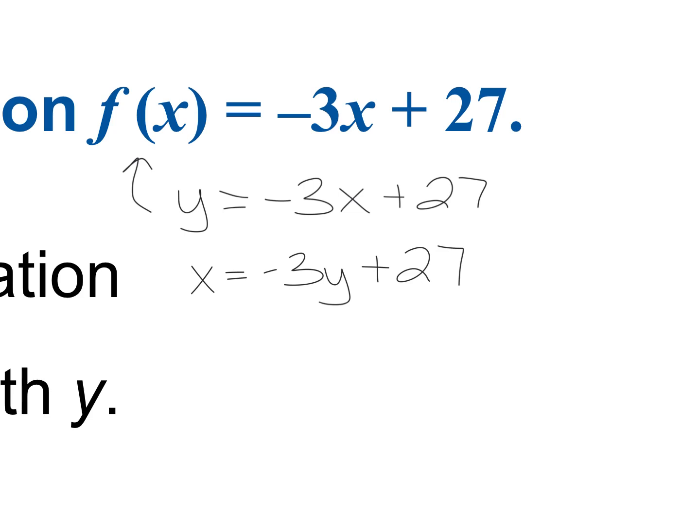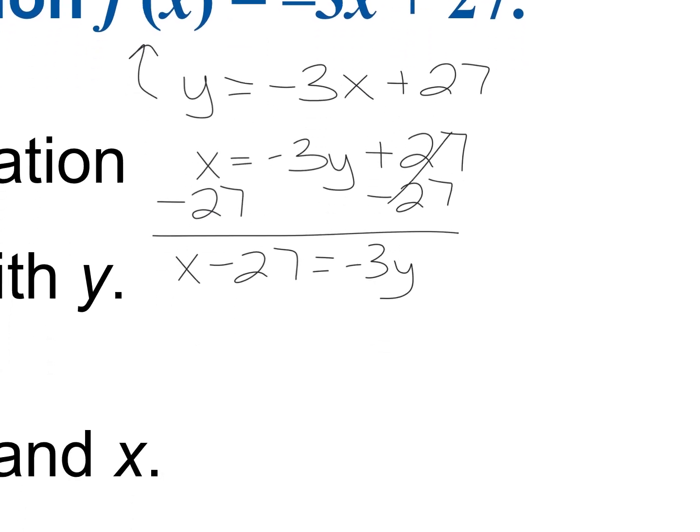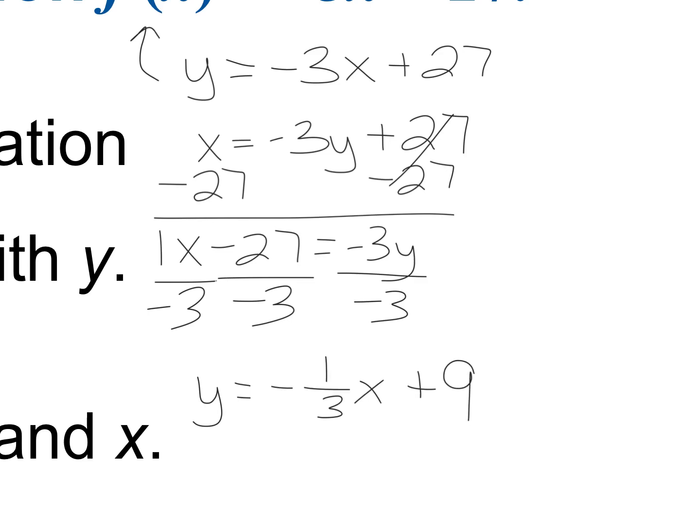Okay. Good. Flip-flop's done. What's my next step here? Subtract 27. Right, because what's our goal now? To get y by itself. Yep. So subtract 27. So you have x minus 27 equals negative 3y. What's my last step? Divide by negative 3 to everything, right? So I have y equals what? Negative 1 over 3x plus 9.